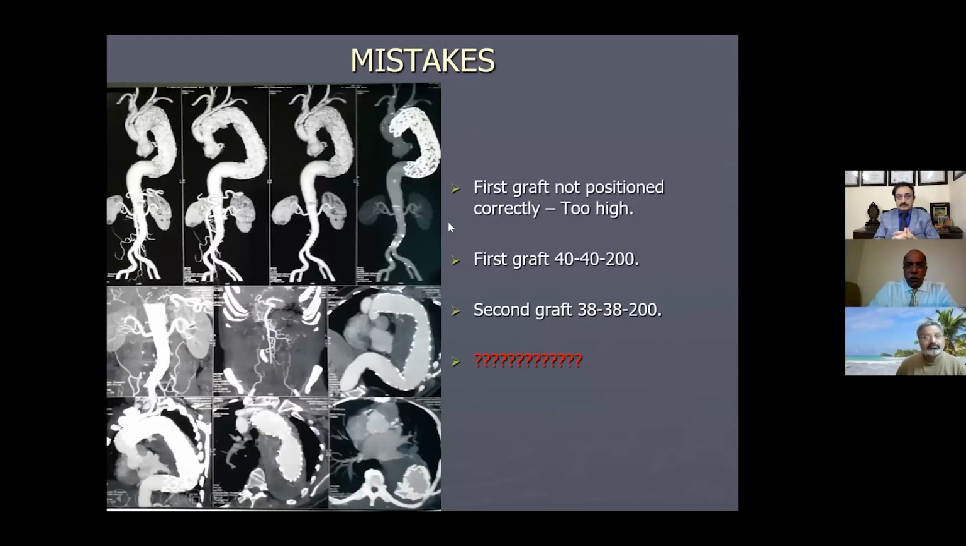So what were the mistakes then? The first graft was not positioned correctly, because you can see here, it is much higher than where the debranching was. Second, the first graft was 40-40-200, and the second graft, which he had placed below, was a 38-38-200. So obviously, he has put a smaller graft into the larger graft.